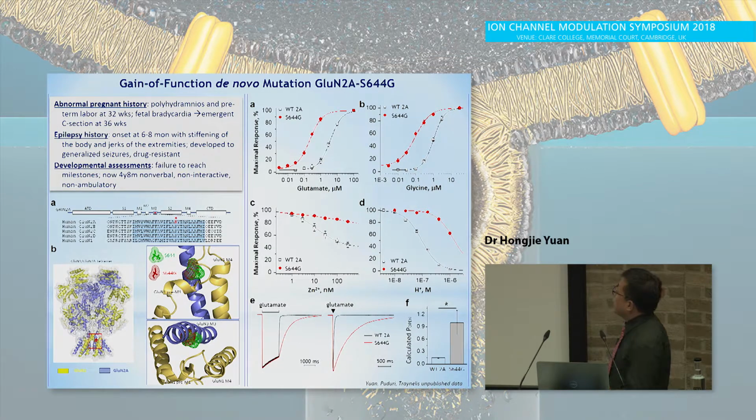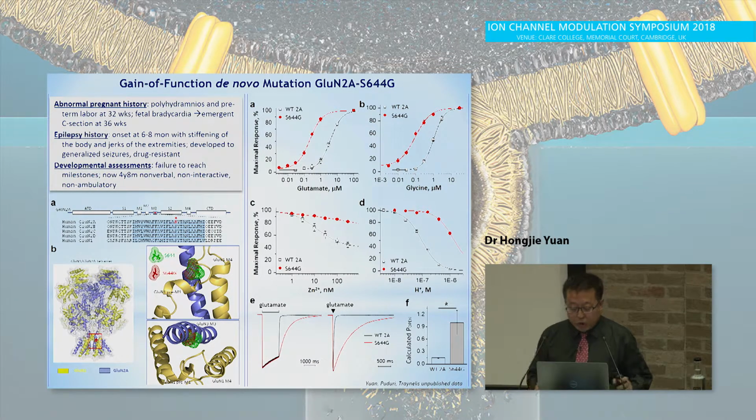Again, our oocyte recording data showed that the mutant has more than 10-fold enhanced glutamate and glycine potency. It also almost abolished the zinc inhibition and the proton inhibition, but no change in the magnesium inhibition. The patch clamp data on the transfected HEK cells showed more than 10-fold slower deactivation time course, and also a significantly increased open probability. Again, this is a gain-of-function mutation.